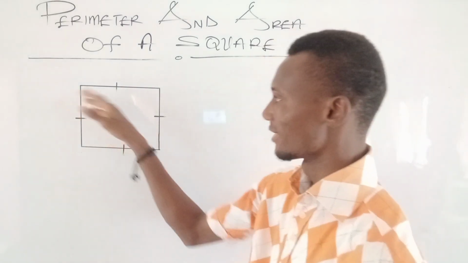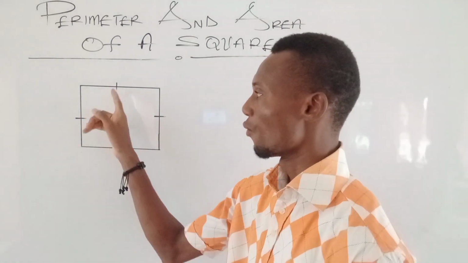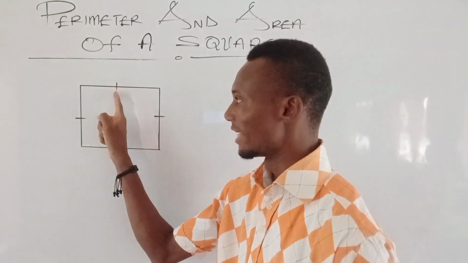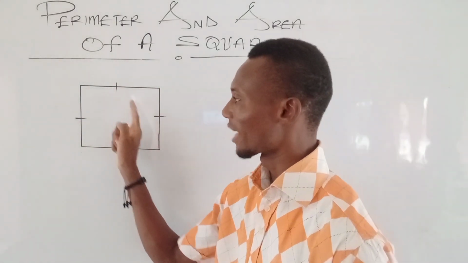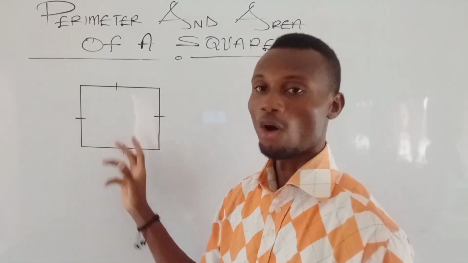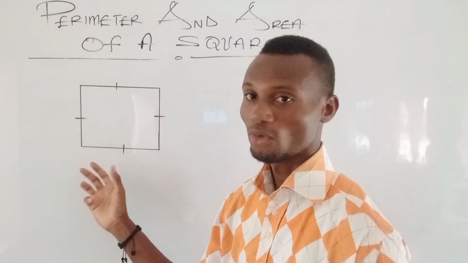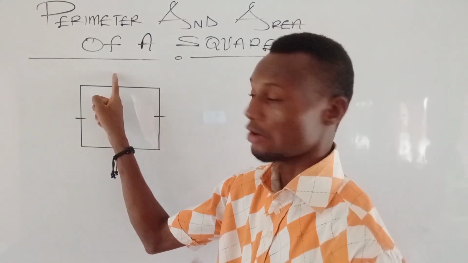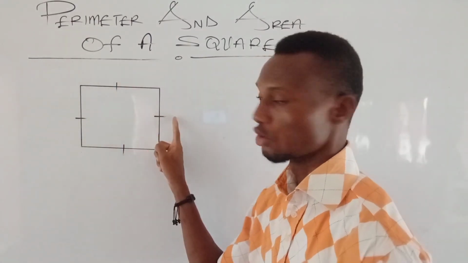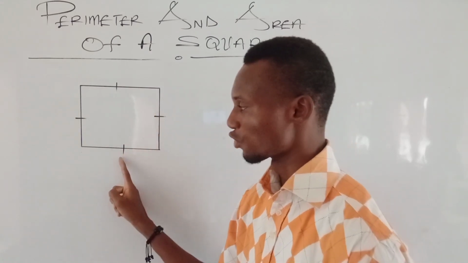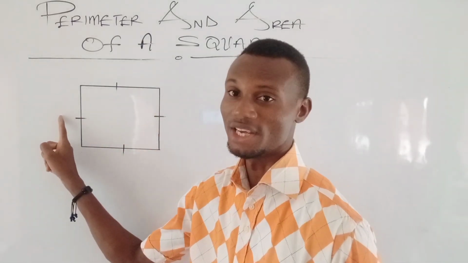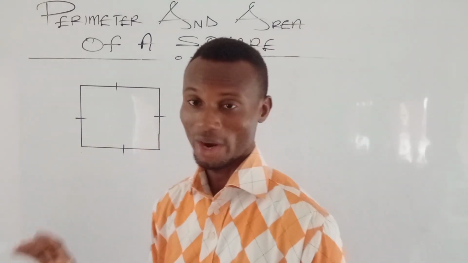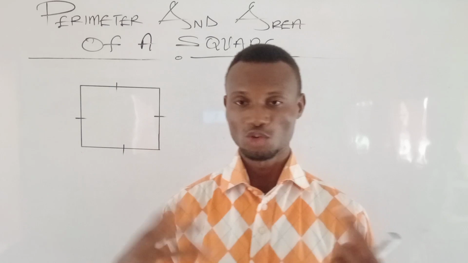Looking at this diagram, we have all the sides equal. Why am I saying all the sides are equal? Because this mark here is repeated at each side of the diagram. Meaning that if here is, let's suppose, 4 centimeters, it means here will also be 4 centimeters, here will also be 4 centimeters, and here will also be 4 centimeters. So that is it for a square. It has all sides equal.